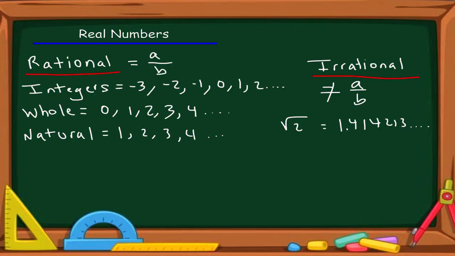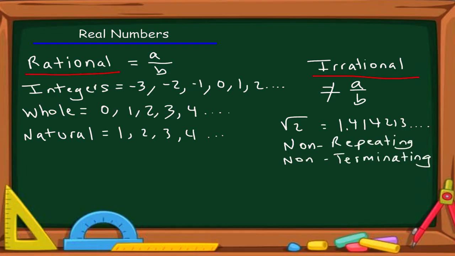Irrational numbers, they tend to be non-repeating decimals, and they are non-terminated. They go on forever. You know what? Let's write that down. So non-repeating and non-terminated decimals. Another example of this is the number e. If you type in e in your calculator, you'll get 2.7182818, and that just keeps on going. So this is an irrational number. It's non-repeating, non-terminated.